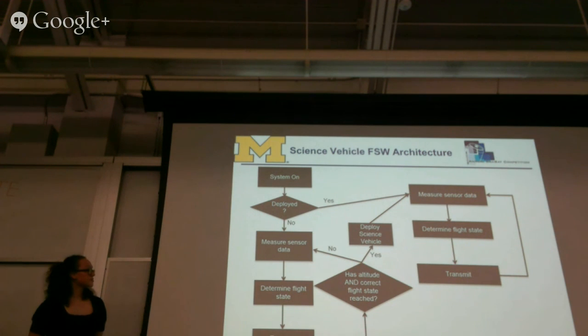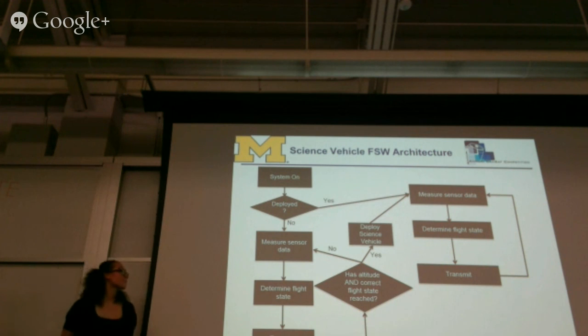The pre-deployment loop will just be measuring sensor data, determining flight state, and transmitting, while continuously checking whether the correct altitude and the correct flight state have been reached. If that does occur, it will deploy the science vehicle and go into the post-deployment loop.